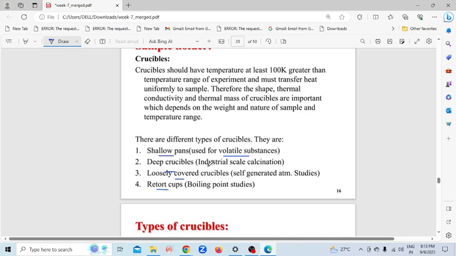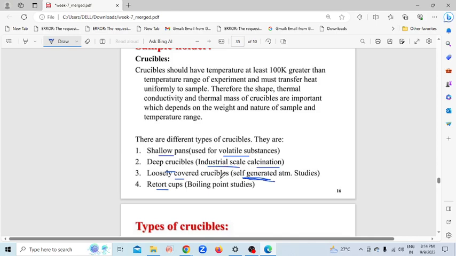The deep crucible is for industrial scale calcination, so the sample will not bump, because it is a deep crucible. Then the loosely covered crucible is for self generated atmosphere studies. Self generated atmosphere means the sample itself generates the atmosphere, so you have to cover it. So it is loosely covered.